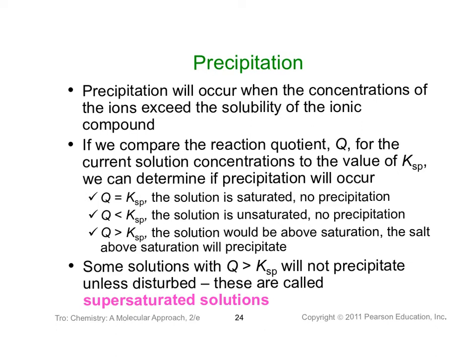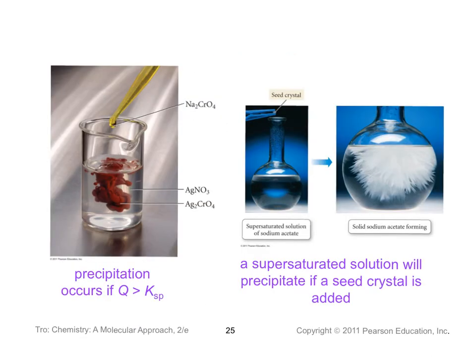So a Q greater than Ksp might not precipitate unless it's disturbed. And until you get into some other labs, you're not gonna notice this. But a lot of times, you actually have to disturb a supersaturated solution to actually get it to precipitate out. So here we've got an example of sodium dichromate, and you're adding the sodium dichromate into silver nitrate.